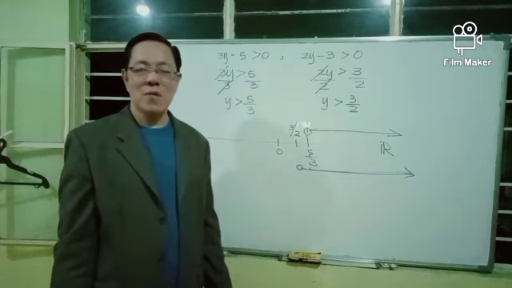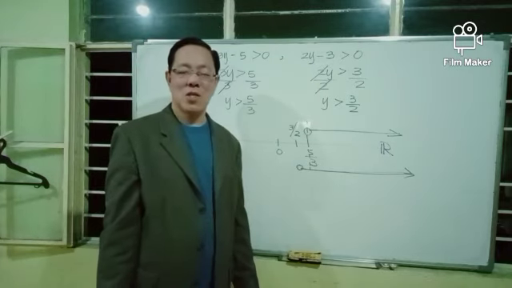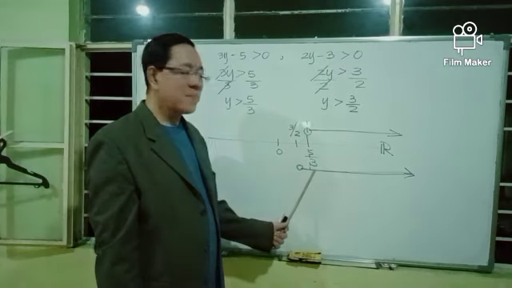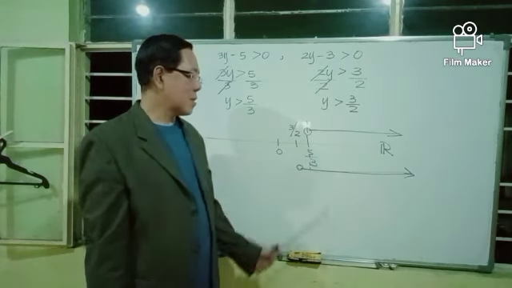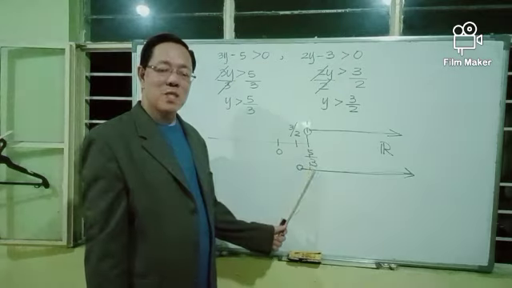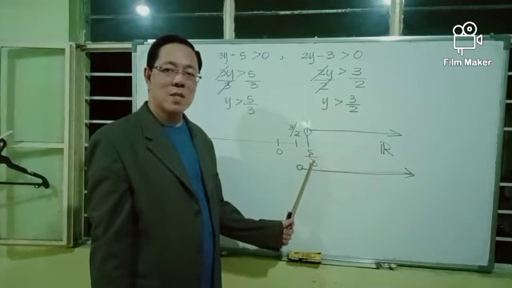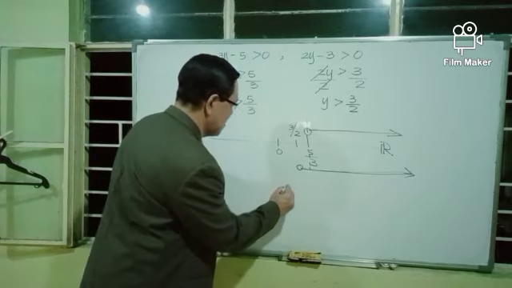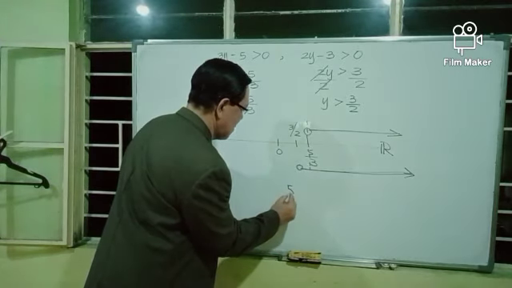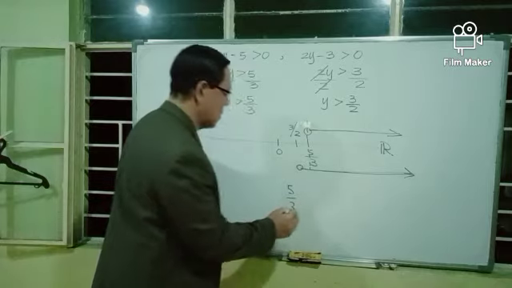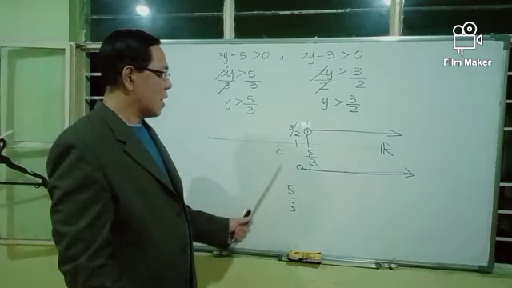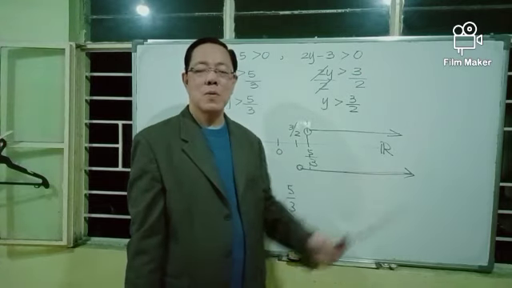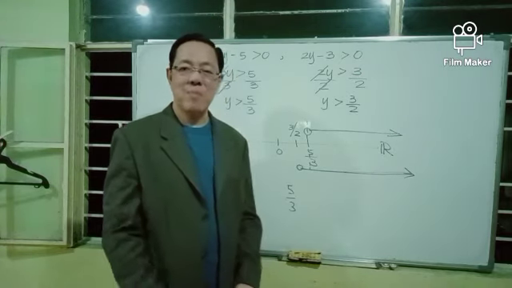And we write the solution of case 1 using interval notation. When you write the interval notation, you start with the left endpoint. In this case, it's 5 over 3. Our solution starts from 5 over 3 and goes greater than 5 over 3. And the right endpoint, you can see that the arrows go to positive infinity.